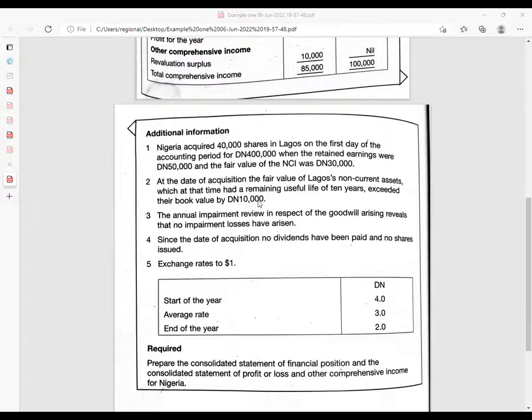At the date of acquisition, the fair value of Lagos non-current assets, which at that time had a remaining useful life of 10 years, exceeded their book value by DN 10,000. Can somebody in this case here advise me? What do you think, shall I do? What shall we do there?